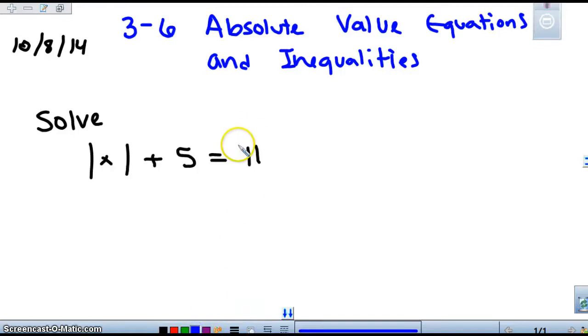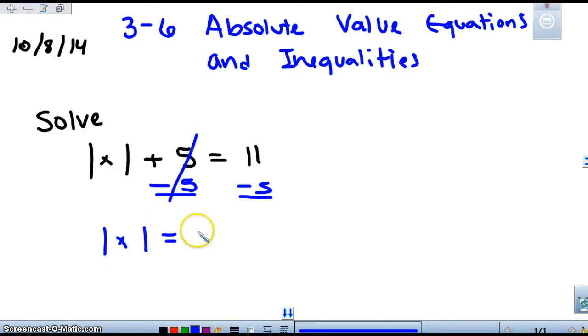Today we're talking about absolute value equations and inequalities. We have to solve the absolute value of x plus 5 equals 11. So we need x by itself, so what we have to do is subtract 5 from both sides. That means the absolute value of x is equal to 6.